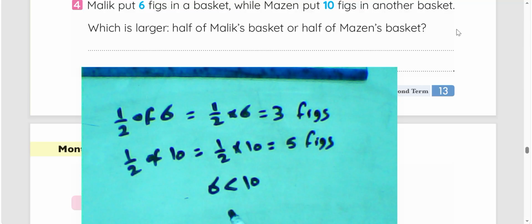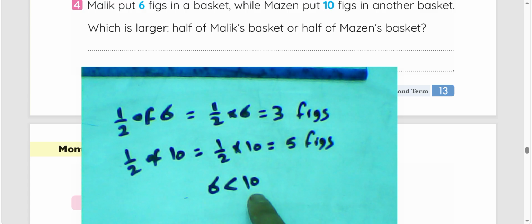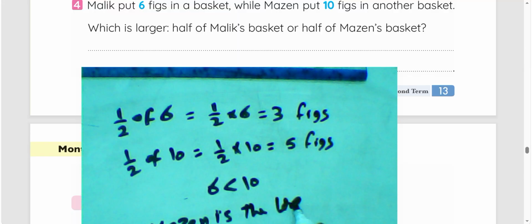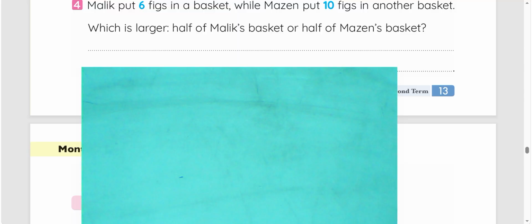Okay. He asked which is the larger. Larger will be half of 10. With what? With Mazin. Mazin has the larger. Mazin is the larger. Okay. Understood? Because half of 10 is greater than half of 6.